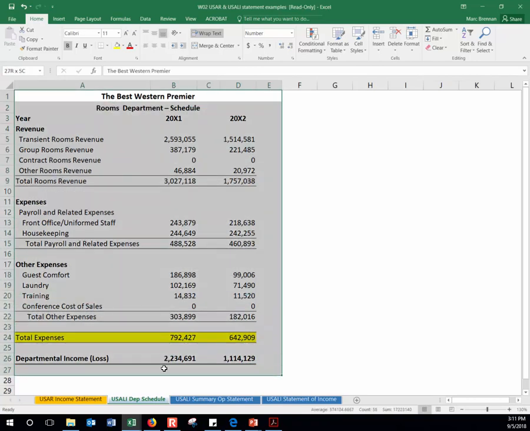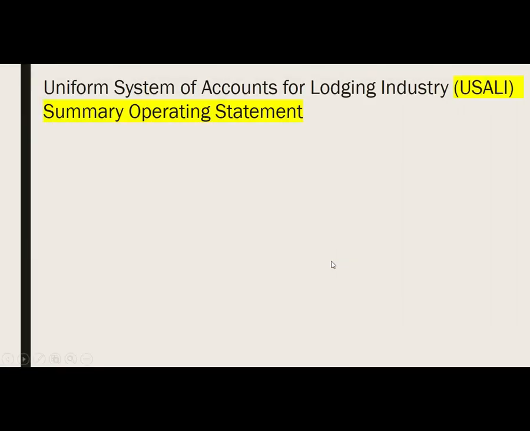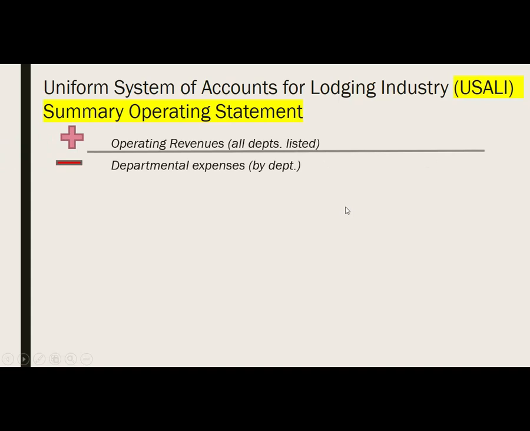So this is, again, just for one department. You would have one of these for each of your profit centers. They would then show up on your summary operating statement, which is the next one we are looking at. So you've developed all your departmental schedules. Now you have to put together your summary operating statement. This is the one that you'll see used by managers mostly. This is the statement you'll be using the most.